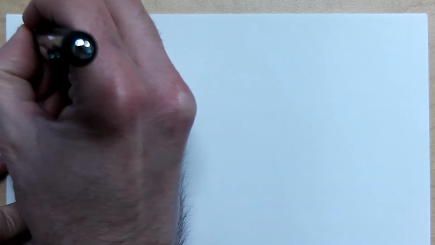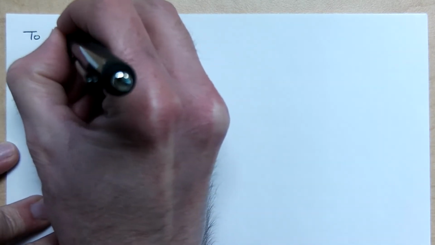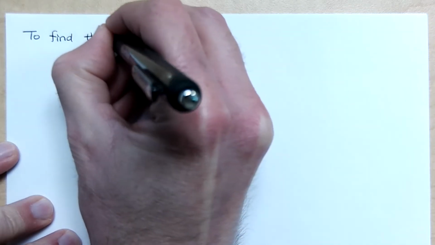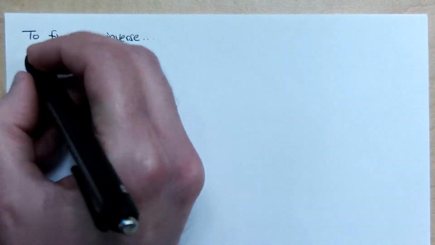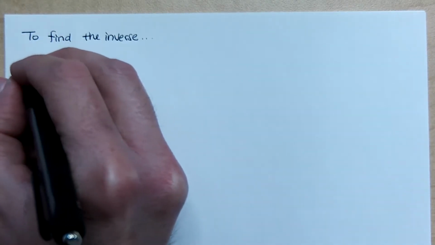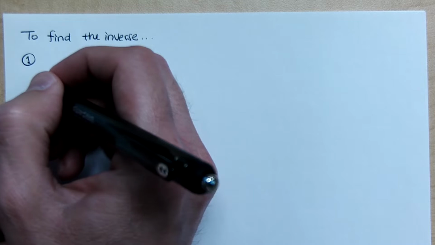So let's talk about how we can find the inverse algebraically, not just looking at a picture, because pictures can be deceiving. So to find the inverse, there are a few steps. There's only one step that actually has any real work to it.